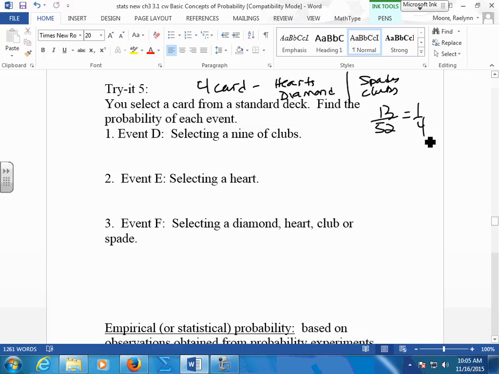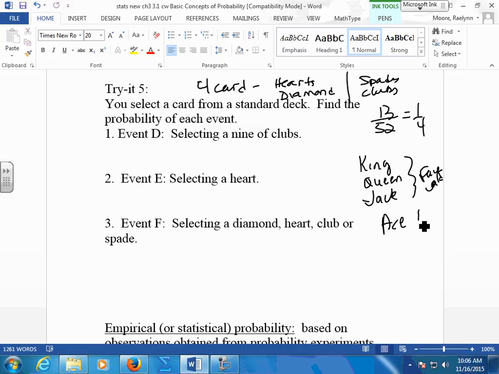How many face cards in hearts? 3. What are they? The king, the queen, and the jack. These are face cards. The ace is considered a 1. We don't count the jokers unless they tell us to. So normally we have 52 cards in a deck, and we don't really count our jokers.